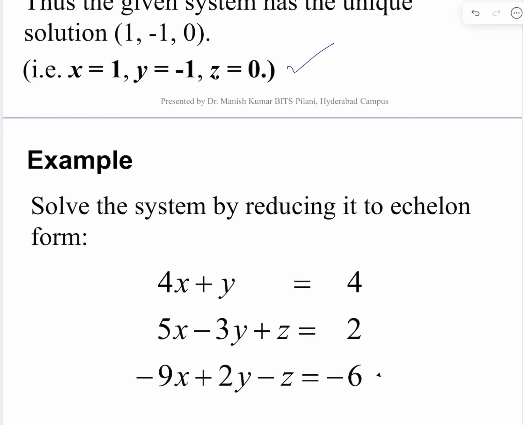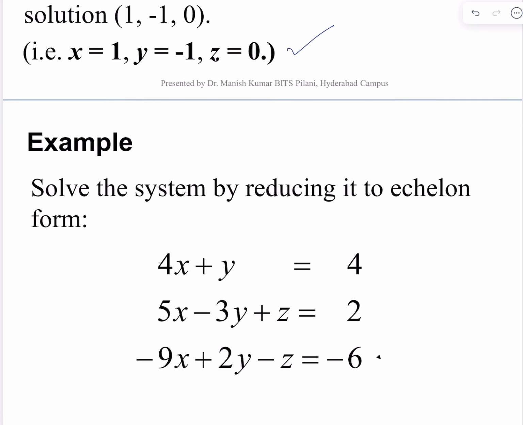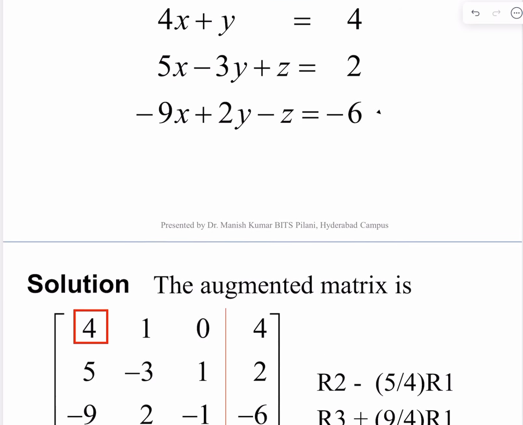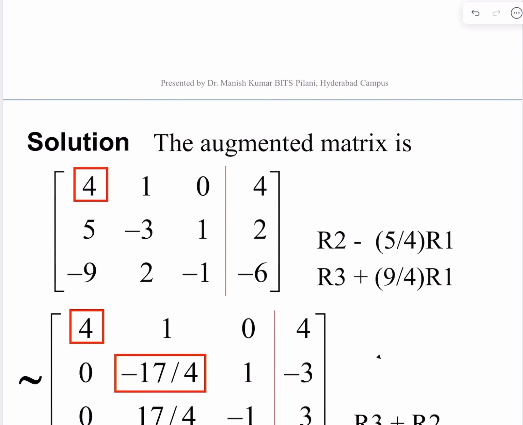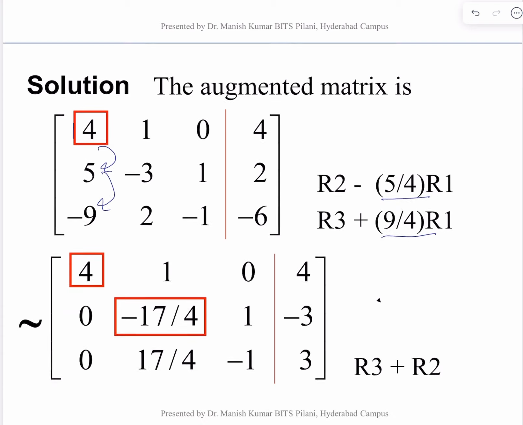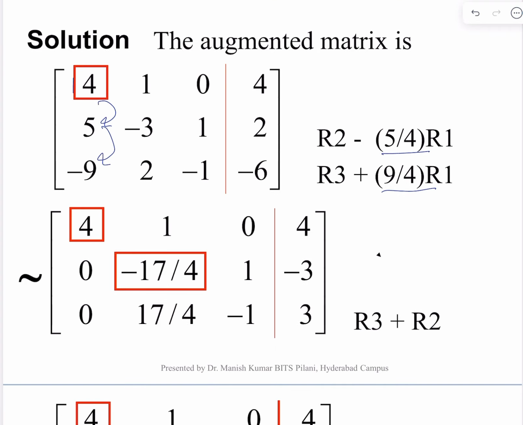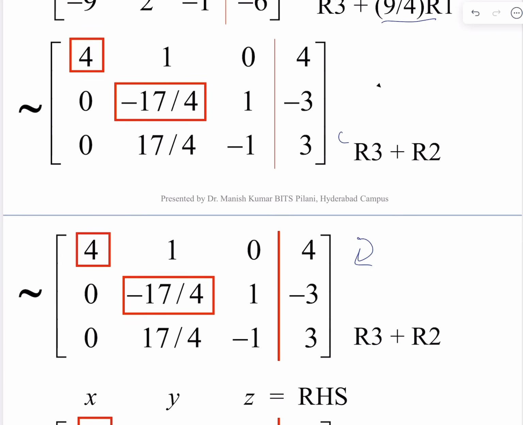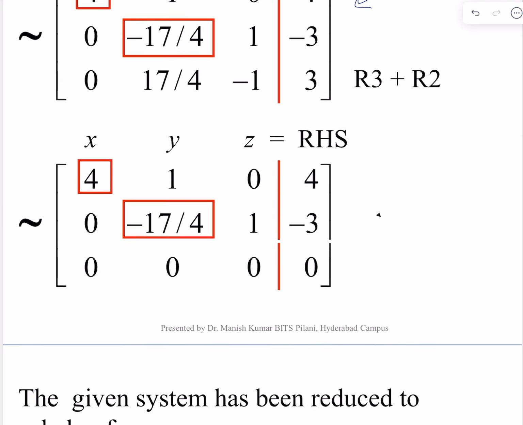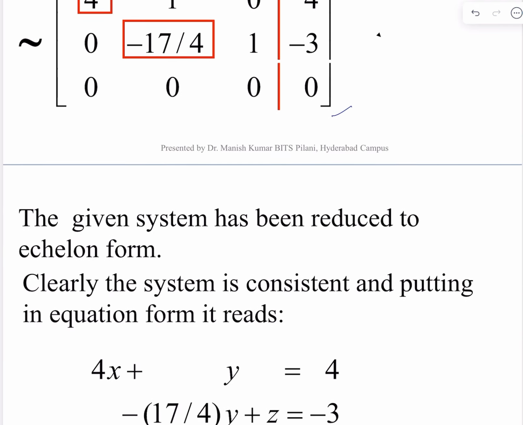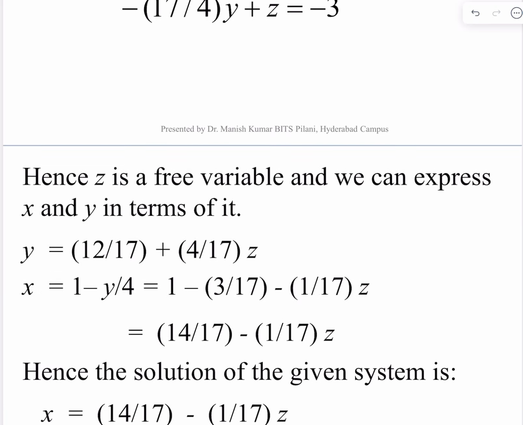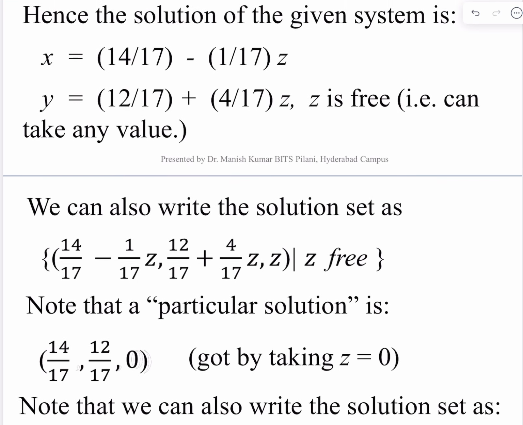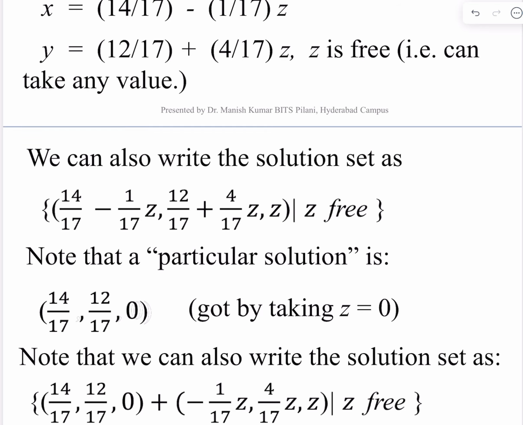And let us solve one more problem. Solve the system of equations by reducing it to echelon form. So this is the system. Now you can find the pivot element, make the entries below it 0 by elementary row operations, and then I got this value, and then again make it 0 by this. Then we will get the RHS value, and the system is reduced to echelon form, and then find the solution by putting in the values of the variables. So you will get this variable.